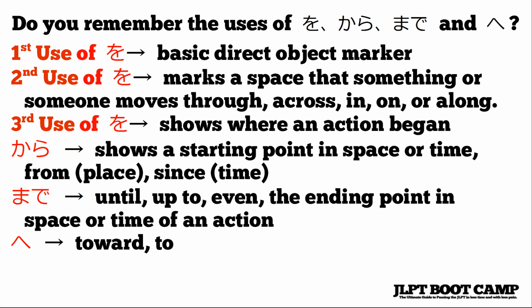Last one is e, a simple particle that means toward or to. And in general, it isn't used as much as ni. It has a similar meaning as ni, but it is obviously still a very essential and important particle. And that's the 4 particles for today.